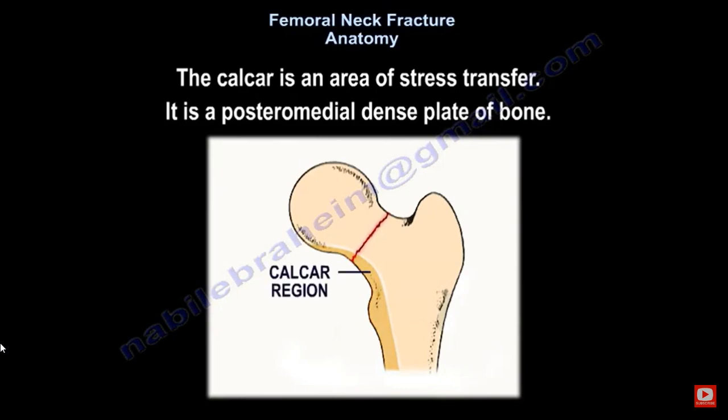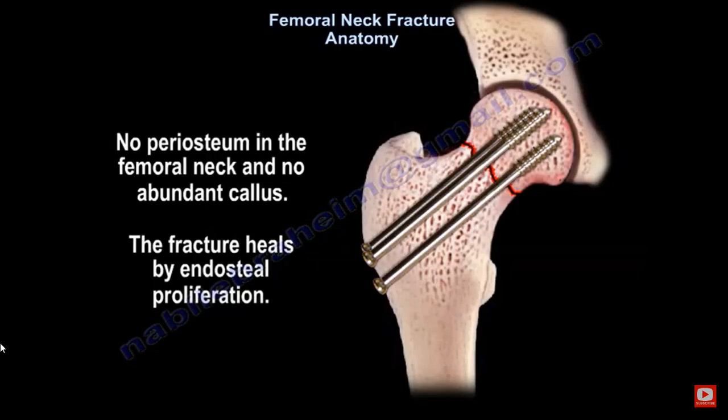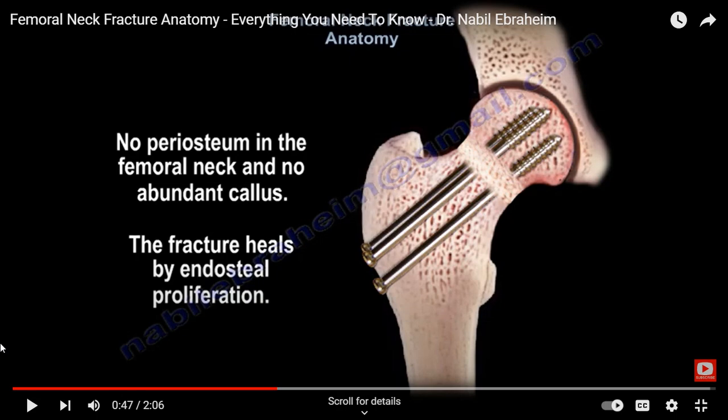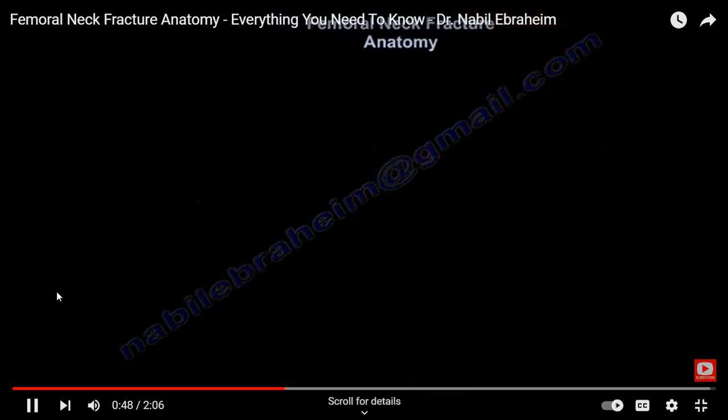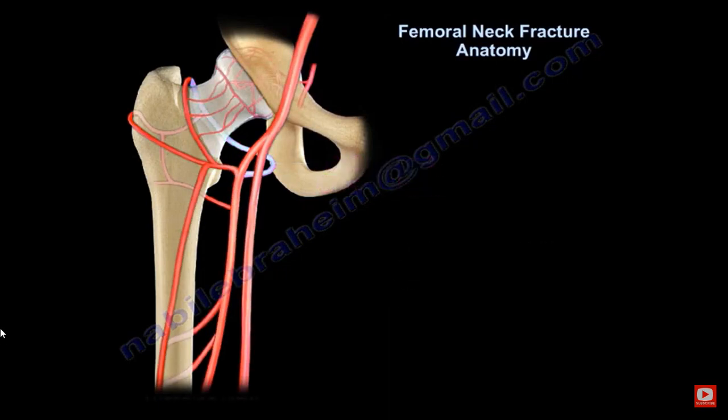There's no periosteum in the femoral neck and no abundant callus. So there's no callus in the femoral neck, and the periosteum of the femoral neck is also absent. The fracture heals by... The medial femoral circumflex artery is the most important blood supply to the femoral head.